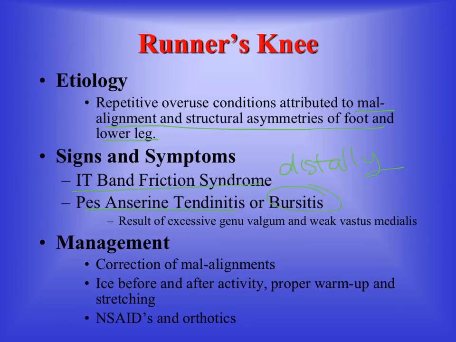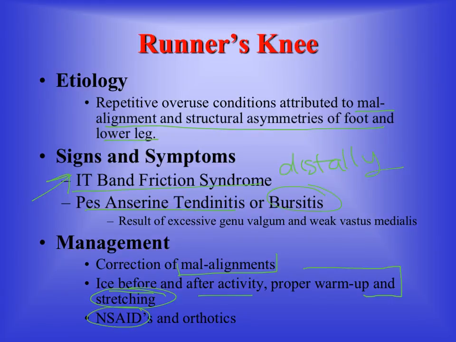So what's the management? Well, the big deal in runner's knee, if it's a tight IT band or some type of pes anserine tendonitis, the big deal is correcting the malalignment, just like we would in patellofemoral syndrome. And then for this particular patient, you ice before, ice after activity, and make sure they have a good warm-up and lots of stretching, specifically of the lateral muscles of the hip. And then some physicians will go in and inject the IT band distally with cortisone. But if you want to use a more conservative approach, of course, as always, NSAIDs work well.